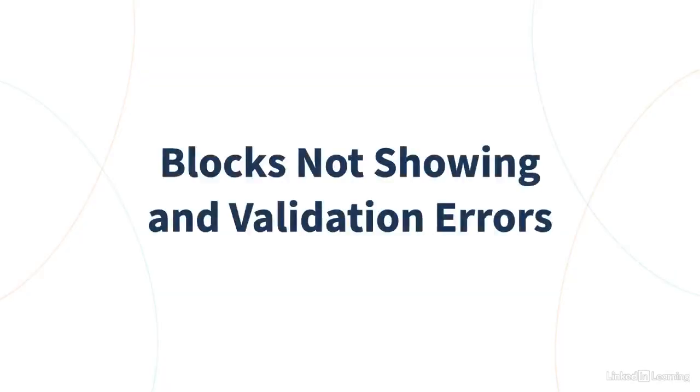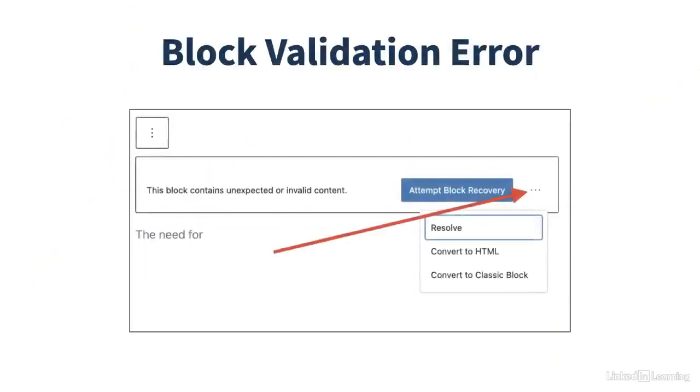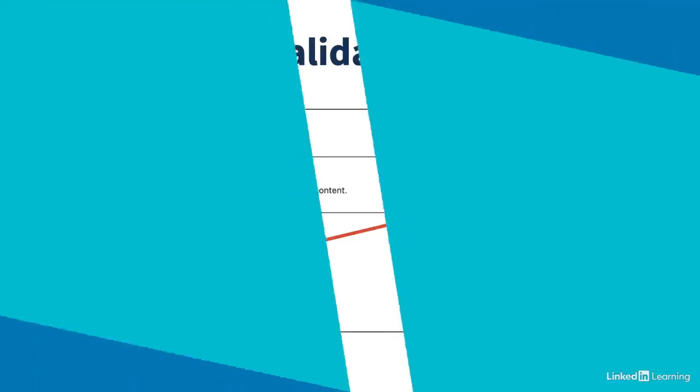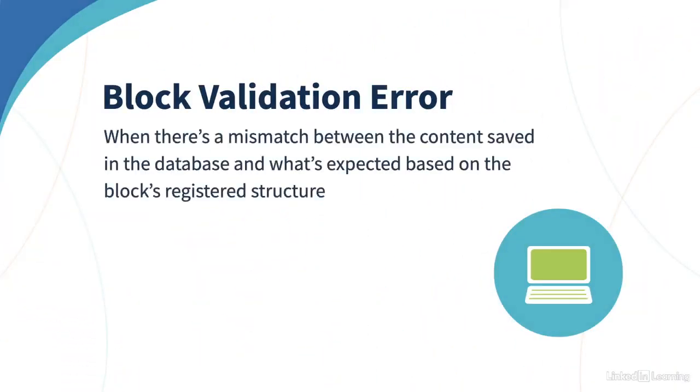In this video, we're diving deep into a common issue that can cause headaches for WordPress block developers: block validation errors. You're working on your custom WordPress block, and everything seems fine until you encounter a validation error. Your block refuses to show up, and you're presented with an error message. What do you do?